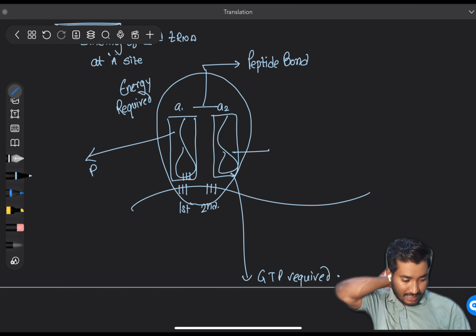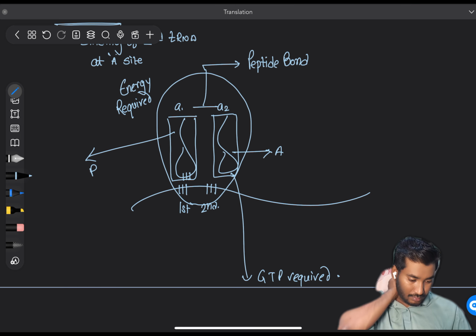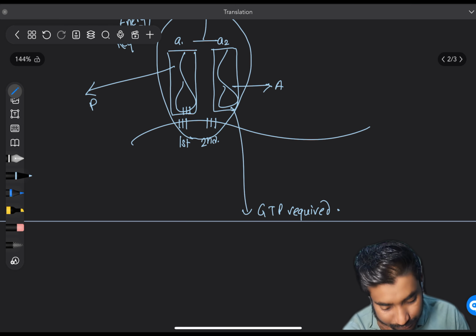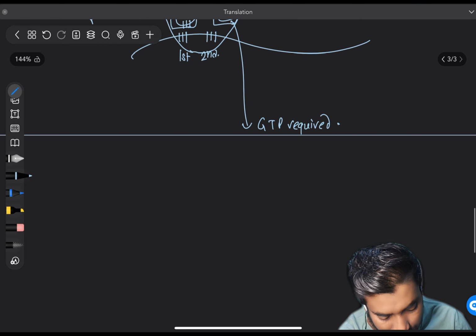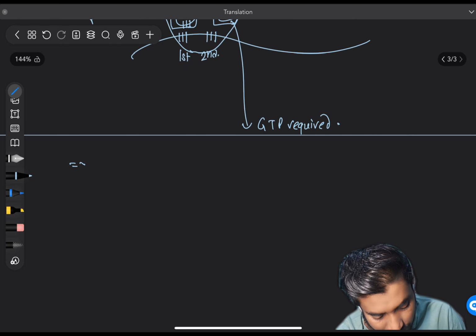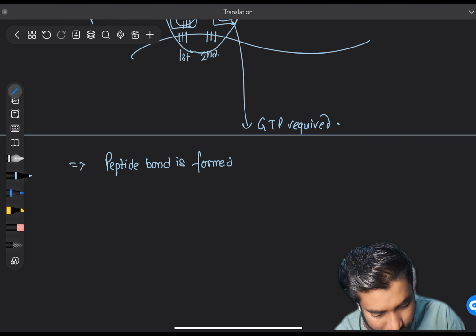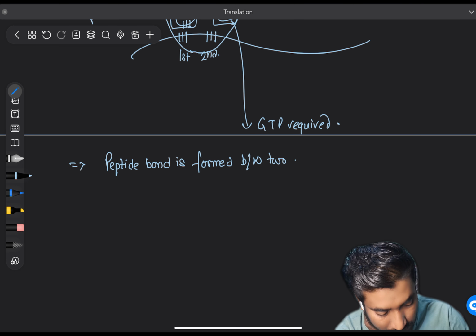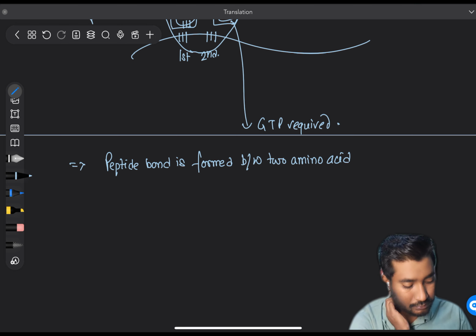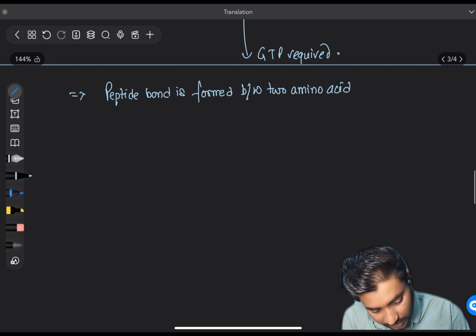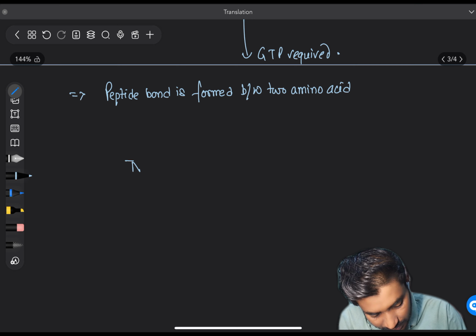It is the amino acid site. Okay. Now what happens? Here, the peptide bond is formed. Explaining the figure, the peptide bond is formed between two amino acids. Okay. Now here what happens?